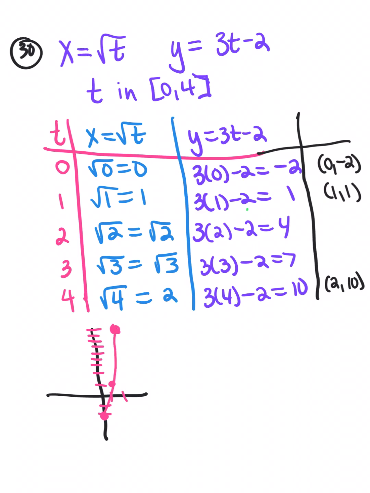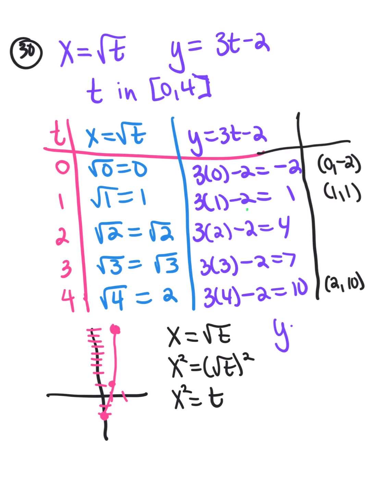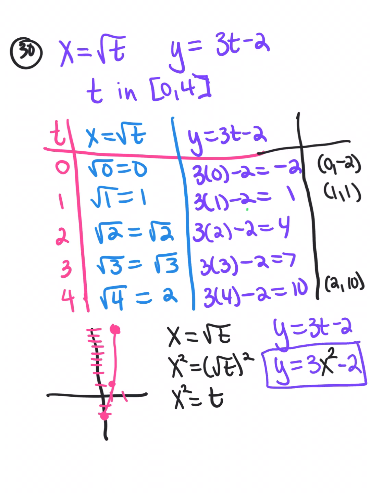Now to write the equation, we have that x equals square root of t. We're going to square both sides. So x squared equals t. Now go to y. y was 3t minus 2. We're going to substitute that t is x squared. And that's my equation: y equals 3x squared minus 2. And this is in the interval for x from 0 to 2. So the first value was 0, the last value was 2.